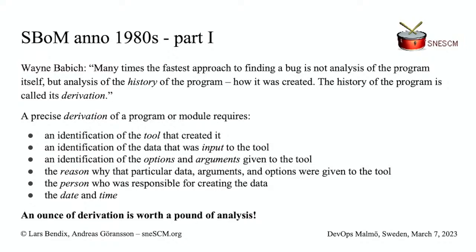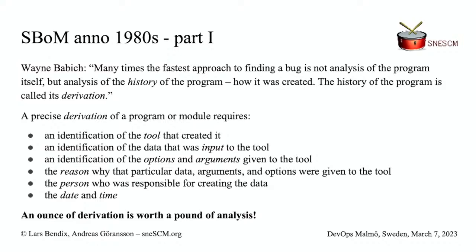Wayne Babbage, my hero, wrote a book in the mid-80s, and in that book he says many times the fastest approach to finding a bug is not analysis of the program itself, but analysis of the history of the program, how it was created. The history of the program, he called it a derivation. Today we would call it a software bill of material.